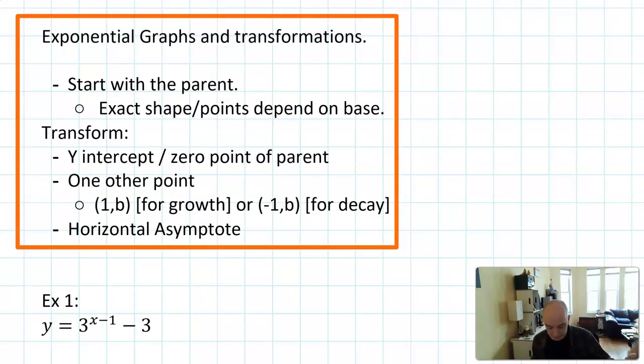So a general approach then, with all of that in mind, for exponential graphs and transformations: you start with a parent, which remember depended on what your base value was, then plot your y-intercept, at least one other point, maybe two, and the asymptote. And then the 2 to 3 points and asymptote all get transformed as you draw the steps of transformation. We're going to do 3 to 4 examples to show you what I mean.